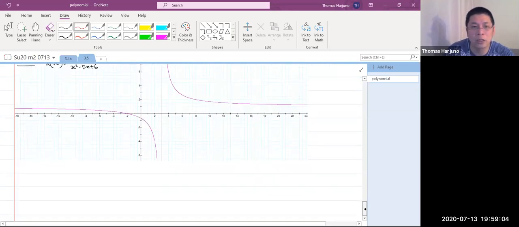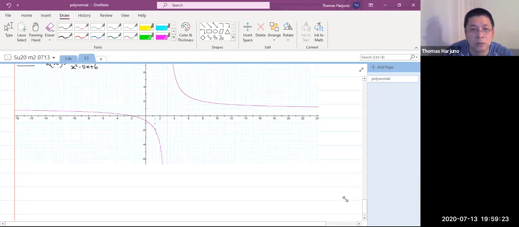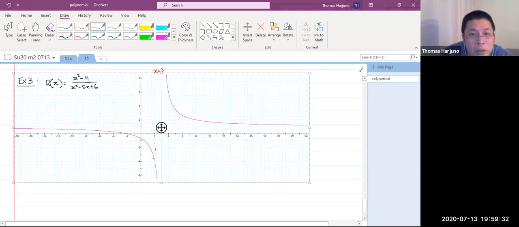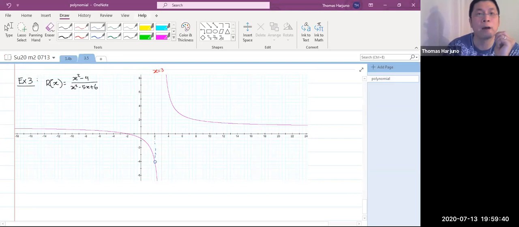Now, what happened when x equals 2? When x equals 2, you see kind of a missing pixel. Let me enlarge this so that you can see the missing pixel. Do you see that missing pixel? Okay. Now, we see that's an empty circle there. That's the hole. The coordinate of the hole we have found earlier, that's (2, -4).